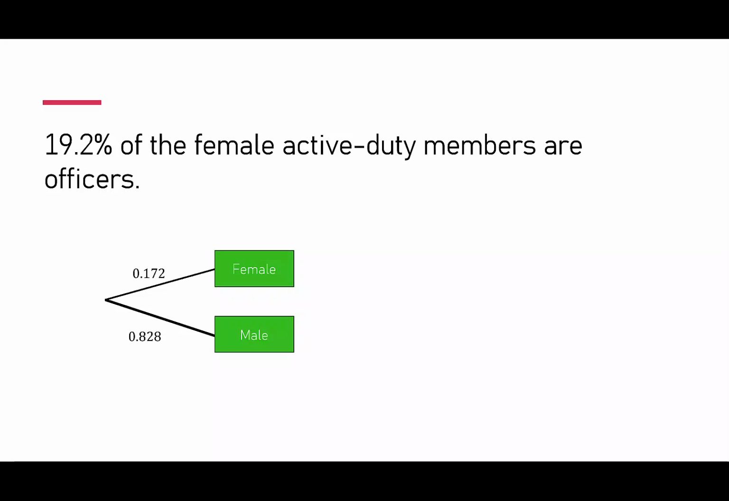Now that we know the percent of males and females, we can go on to the 19.2% of the female active duty members that are officers. I'll make another branch that I'll title officers, and we'll put on the 0.192. The rest of the female active duty members would be enlisted. So we make another branch titled enlisted. Then to find the percent, we find 1 minus 0.192, which is 0.808.